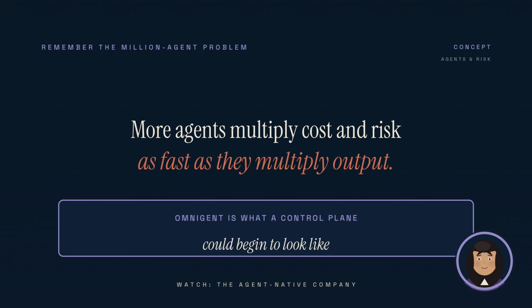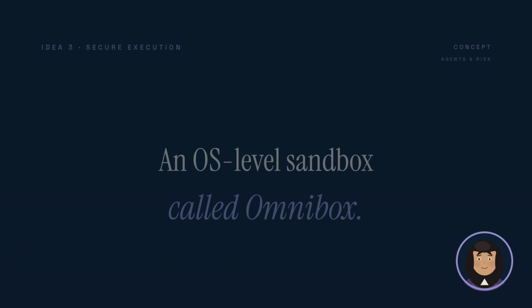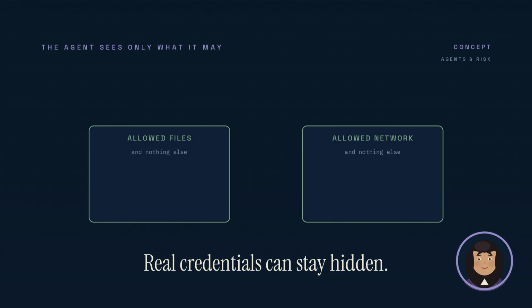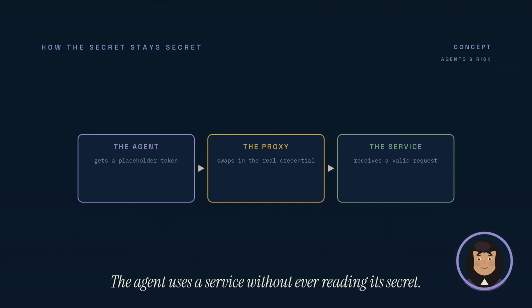The third idea is secure execution. Omnigent includes an operating system level sandbox called Omnibox. The agent sees only the files and network destinations it is allowed to access. Real credentials can remain hidden. The agent receives a placeholder token, while an approved proxy inserts the real credential only when a permitted request leaves the sandbox. This means an agent can use a service without directly reading its secret.